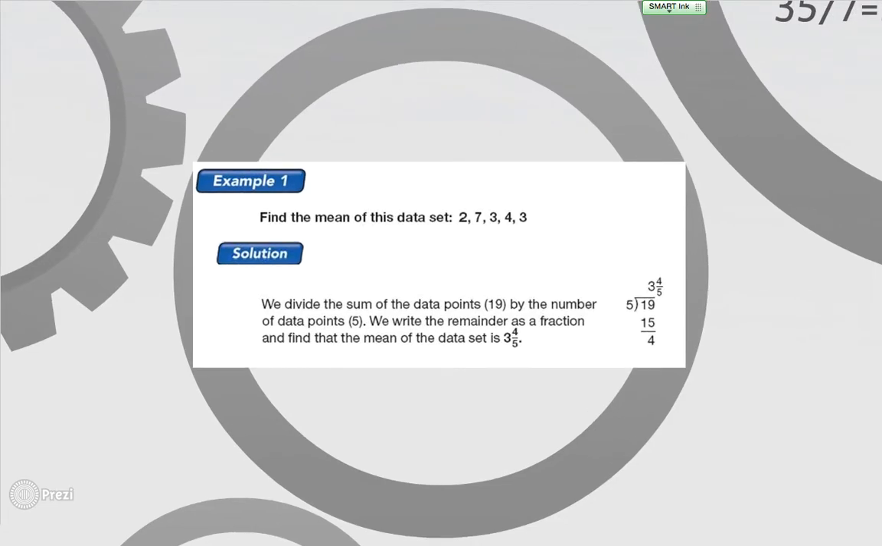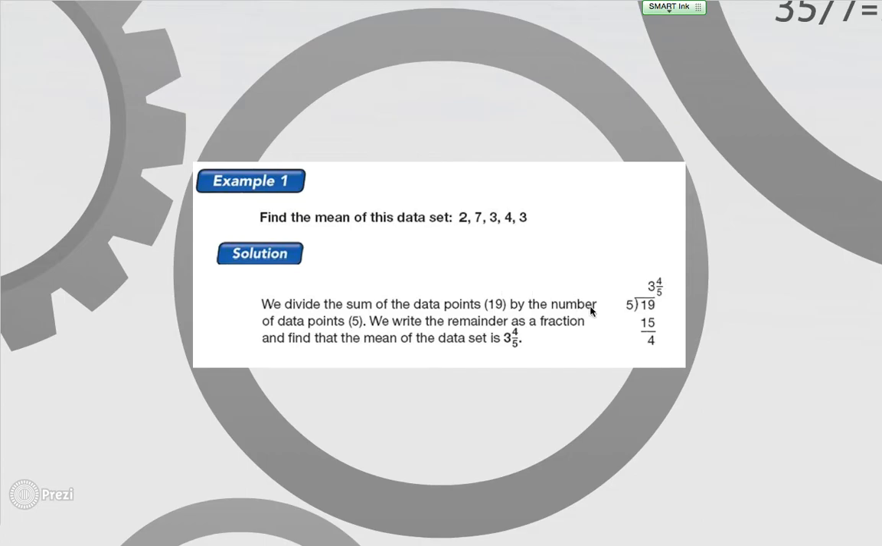Here's example number 1. We're going to find the mean of this data set. Remember, you're going to add them all together. Find the sum, then divide it by how many numbers you have in the set. So 2 plus 7 is 9, plus 3 and 4 is 16, plus 3 more makes 19. Then we're going to divide it by 1, 2, 3, 4, 5 numbers. So 19 divided by 5.